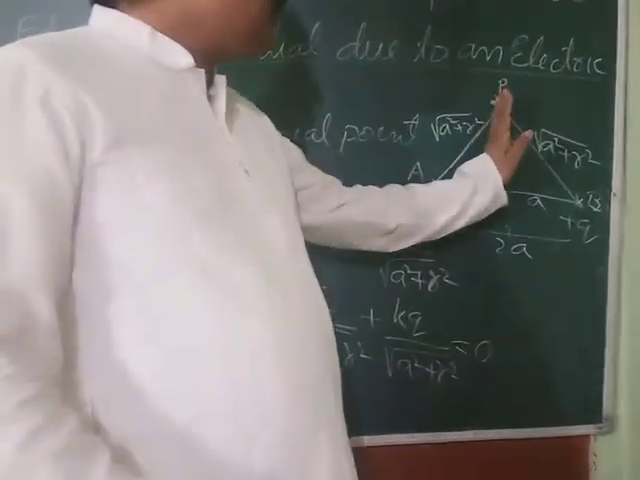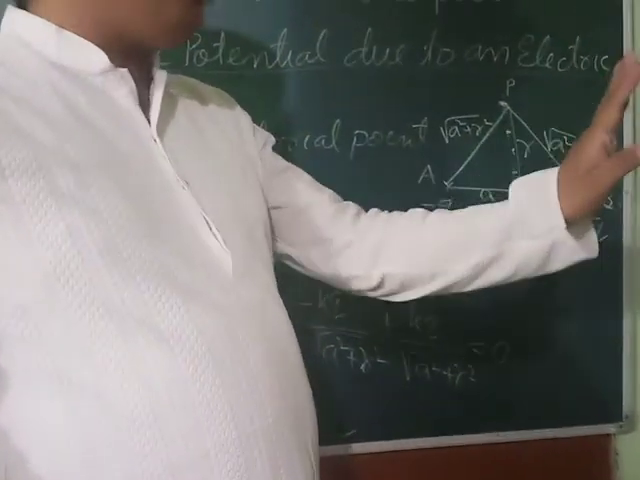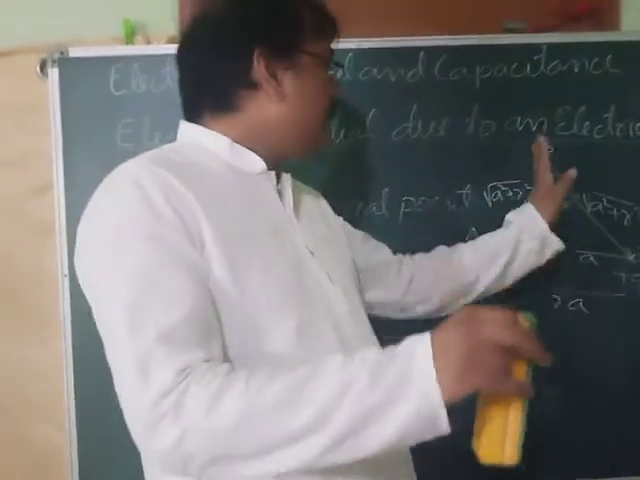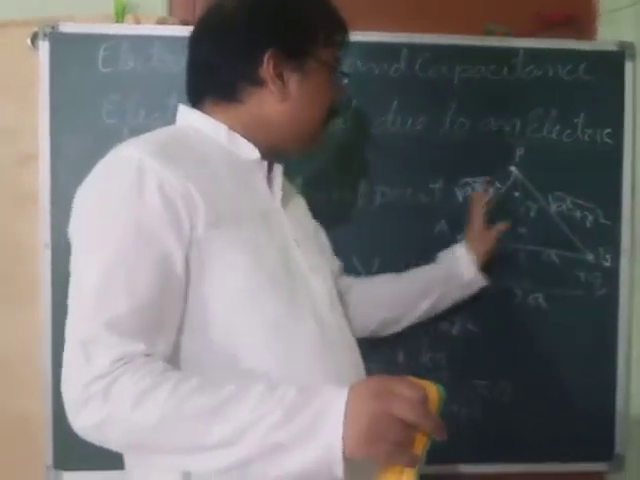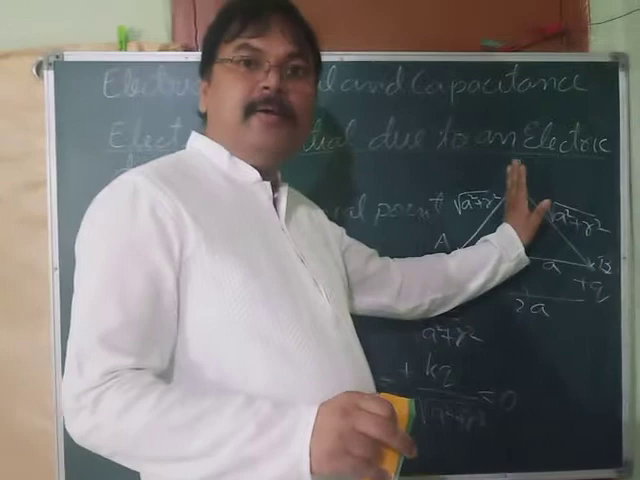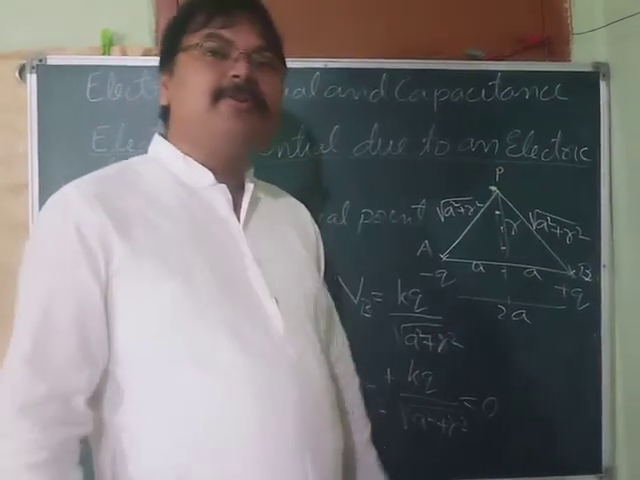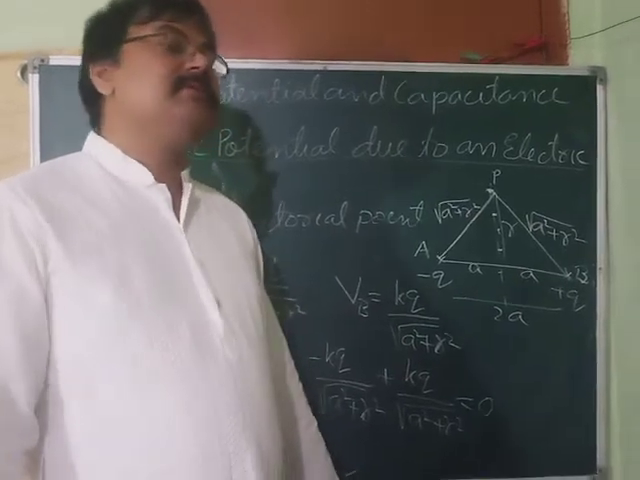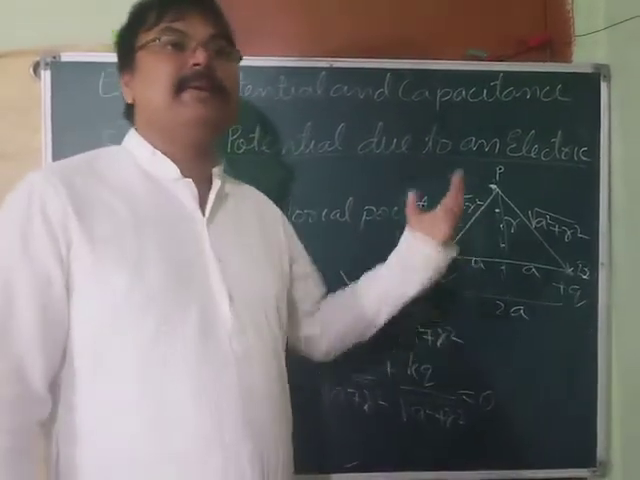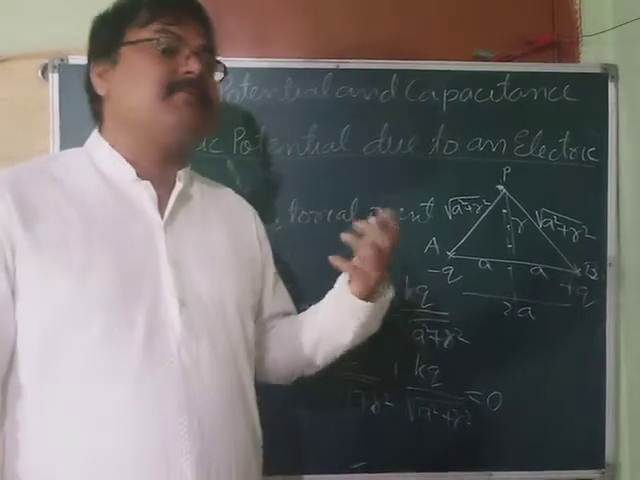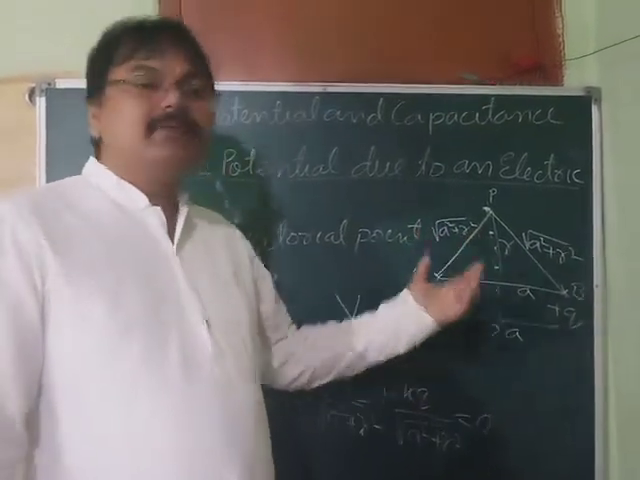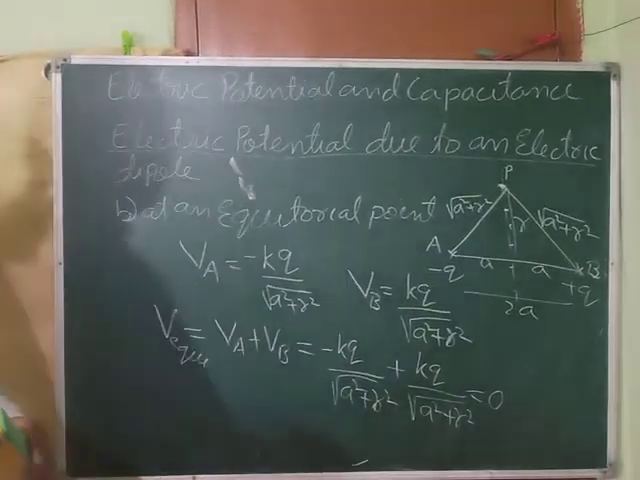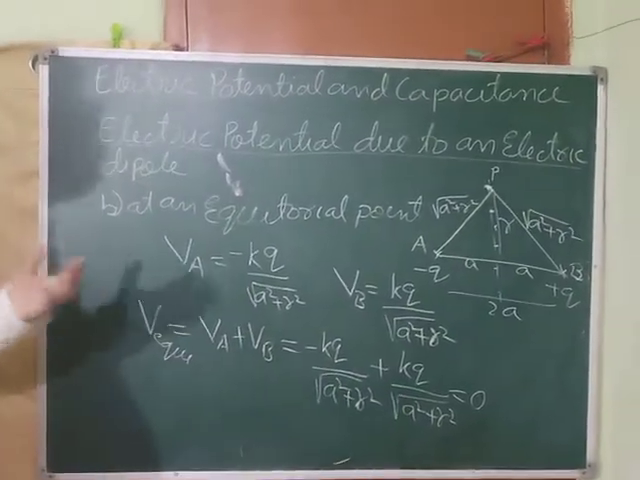Now, if you take lines parallel to this, then on those lines also the potential will be 0. So you will get a plane which is perpendicular to this line and passing through this. On this plane also you will find the electric potential is 0. This type of plane, on which the potential is the same throughout, we call an equipotential surface. We will discuss this equipotential surface in more detail.